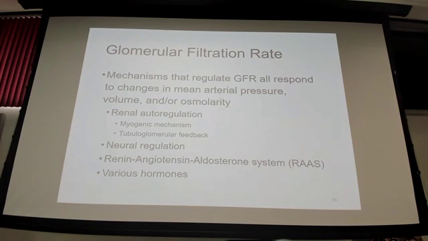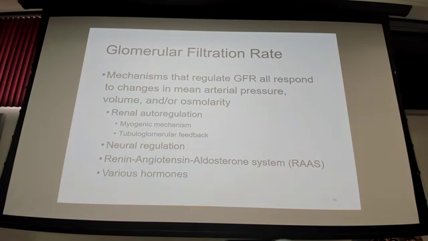All right. So, what does affect GFR physiologically? We're not talking about pharmacologically. What does our body do to help regulate this GFR? As I said, within a wide range of mean arterial pressure, it's going to stay relatively stable because it has to, right? It has to.